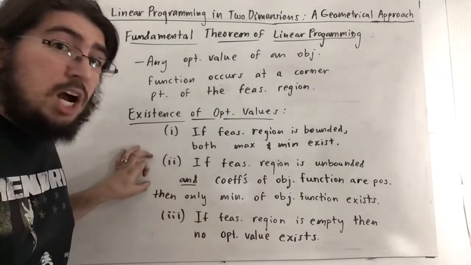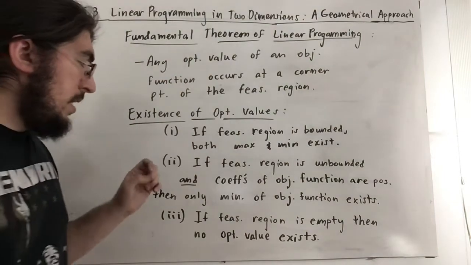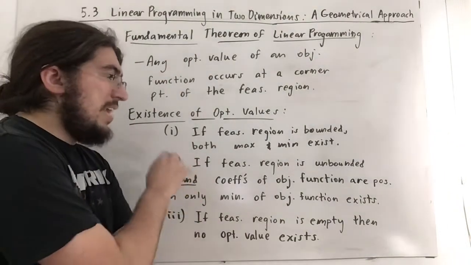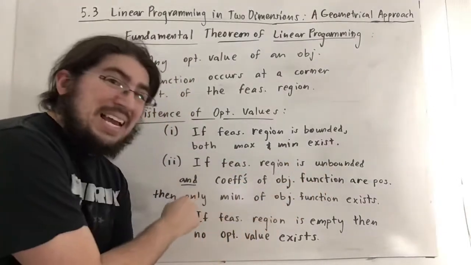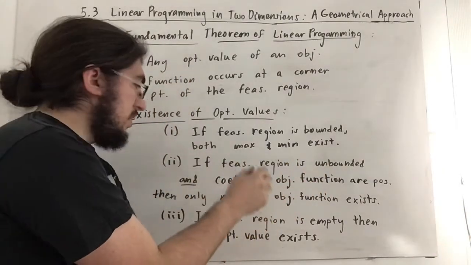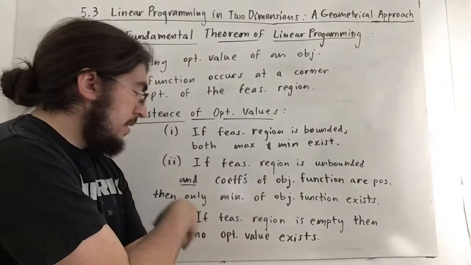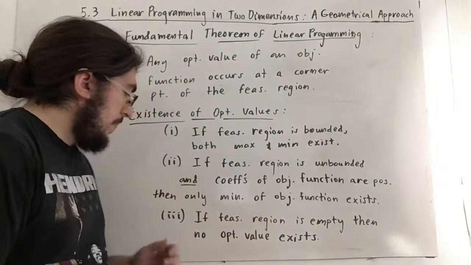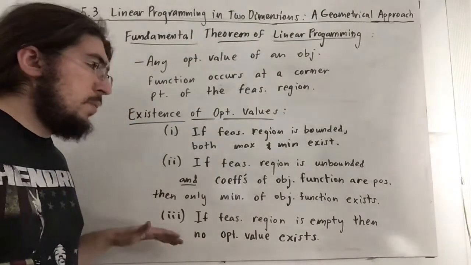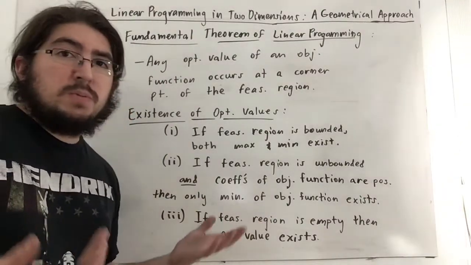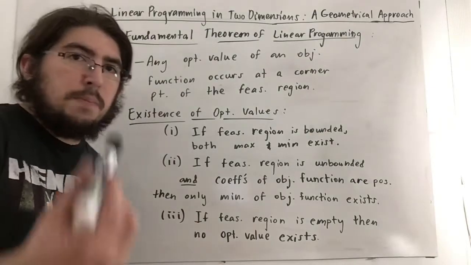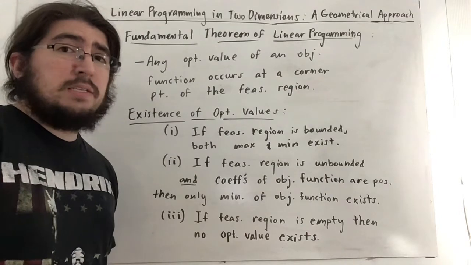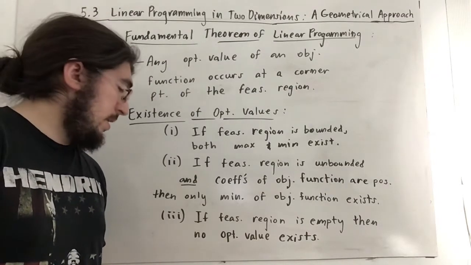However, if it is unbounded, then, well, actually we need a little bit more than that. So let me say, if the feasible region is unbounded and the coefficients of the objective function are positive, then only a minimum exists. The third part reads, if the feasible region is empty, meaning there is no feasible region, it may just be like a point or something like that, then no optimal value exists, which makes sense because there wouldn't be any corner point for us to plug in.